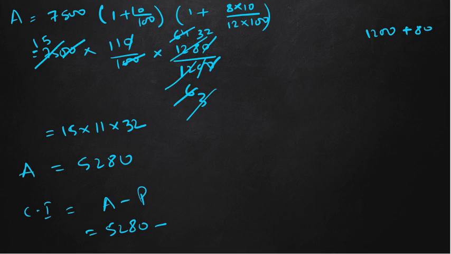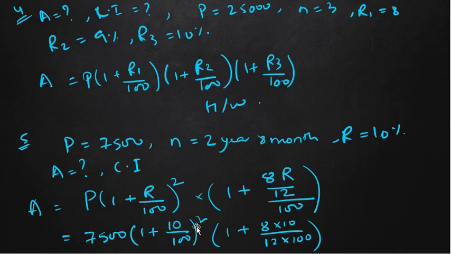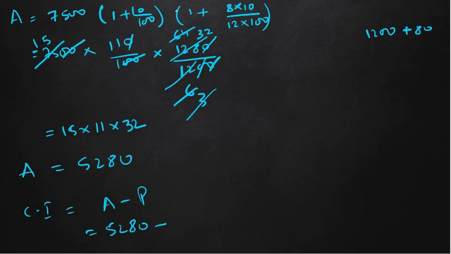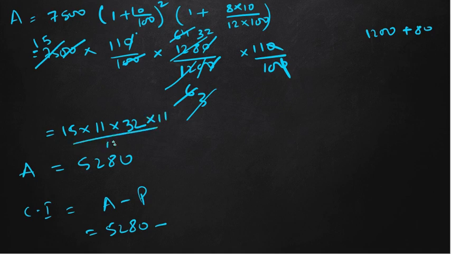Okay. In the formula, the whole square was there. I have put the whole square, but I have not calculated here. So that means a square sign is there. So square means again we have to write 110 by 100 like this. That means into 11 divided by 10. So we have to multiply the answer by 11 divided by 10. So this will be 5808.